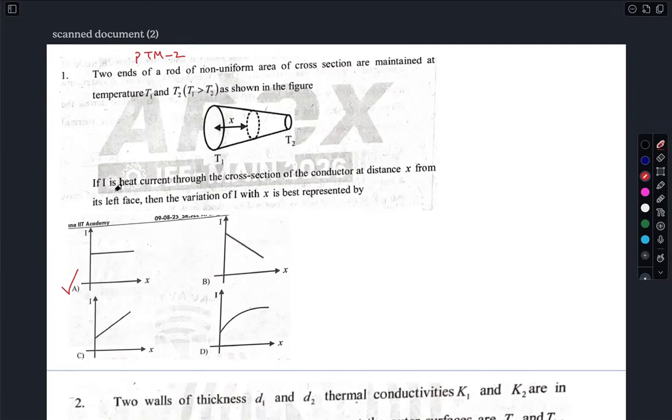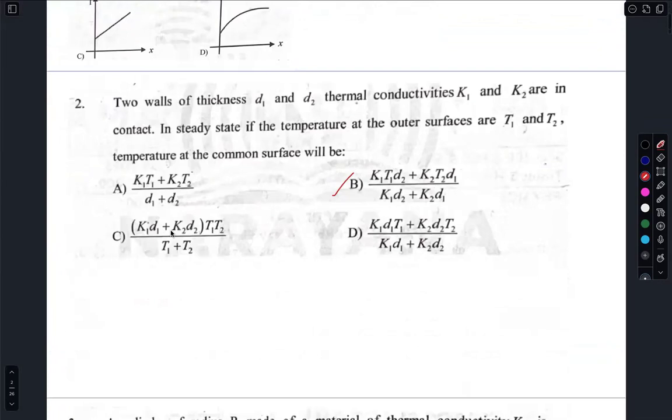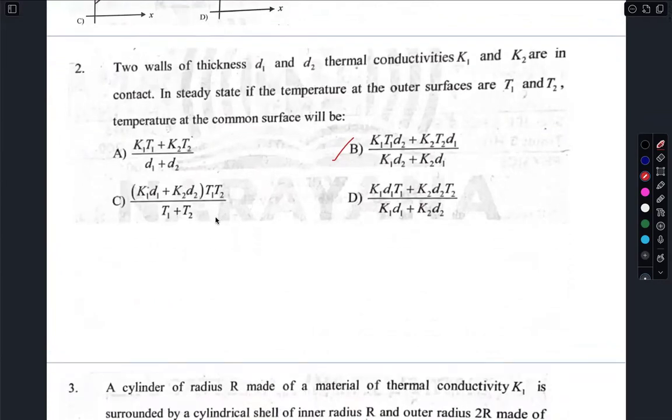What is that they are asking? If I is the heat current through the cross section of the conductor at every distance, the current is the same. So irrespective of x, current is the same. So it should be a straight line parallel to the x-axis. First question is correct.